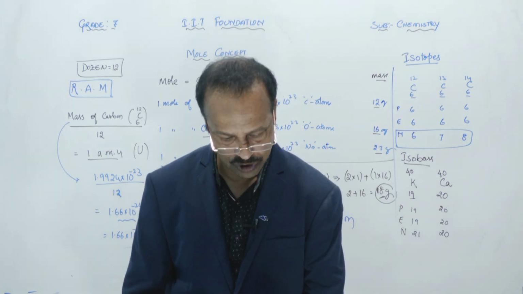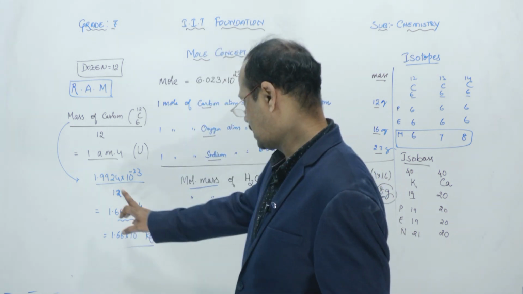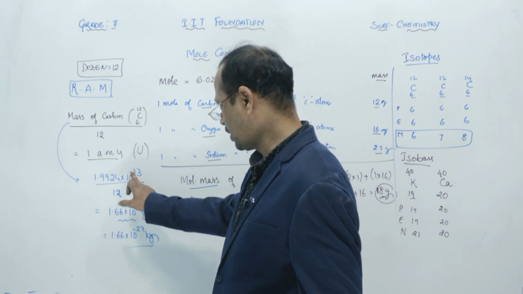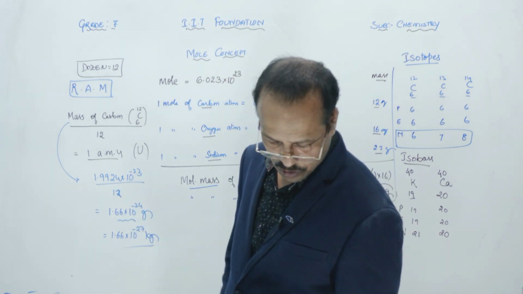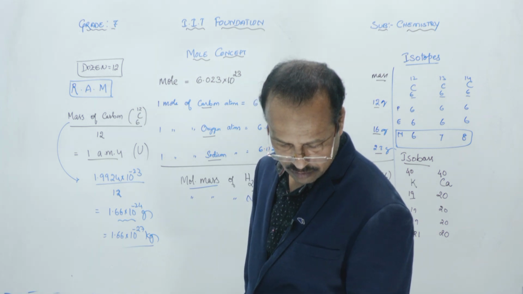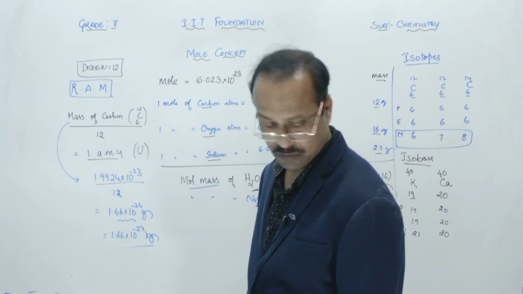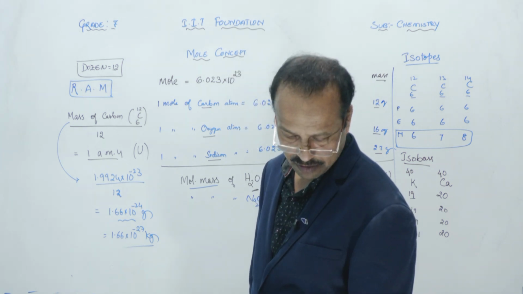Now come to the fourth question. The weight of one carbon atom is 1.9924 into 10 to the power of minus 23. So which option is that? Minus 23. Yeah, so the option is B.